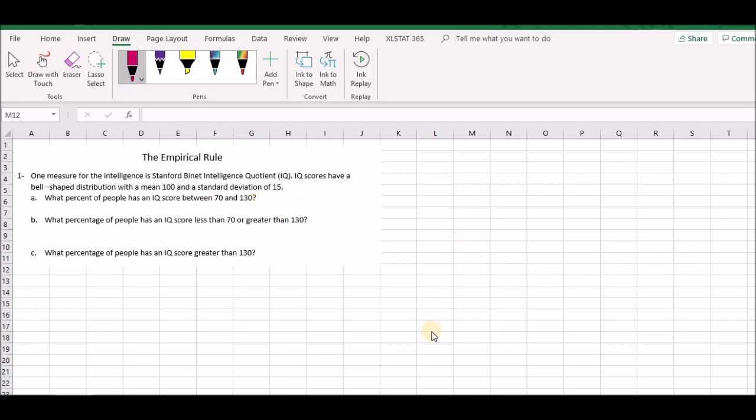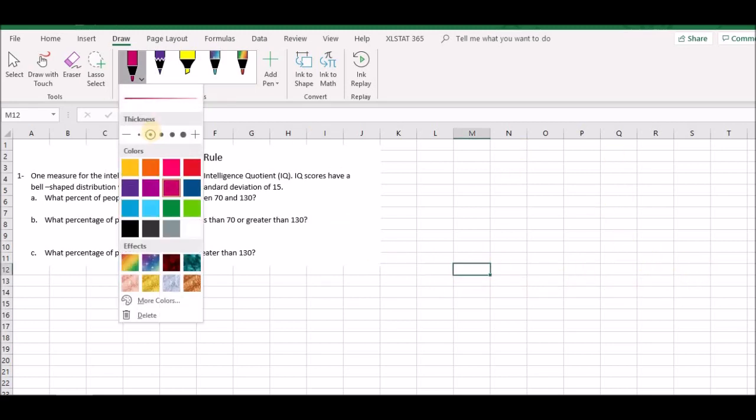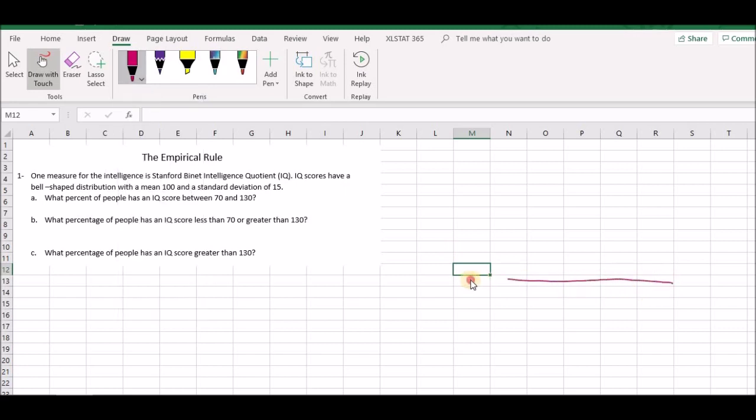Before we start any empirical rule question, I recommend that you draw the shape and come up with all of the scores at the bottom of the normal distribution. So let me do that. Here's my normal distribution. It's approximately normal; it doesn't have to be perfect. I know that the mean is going to be in the middle, which in this case is 100. So I'm going to put the 100 right here.